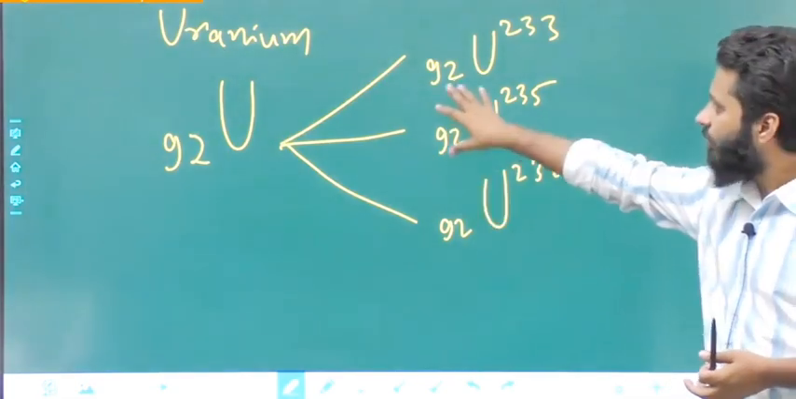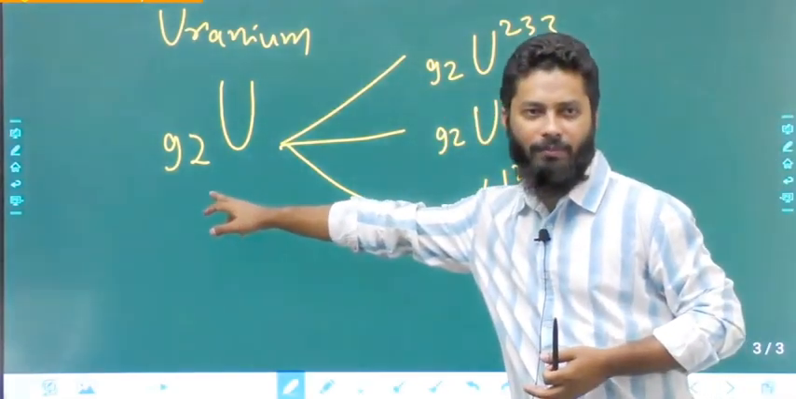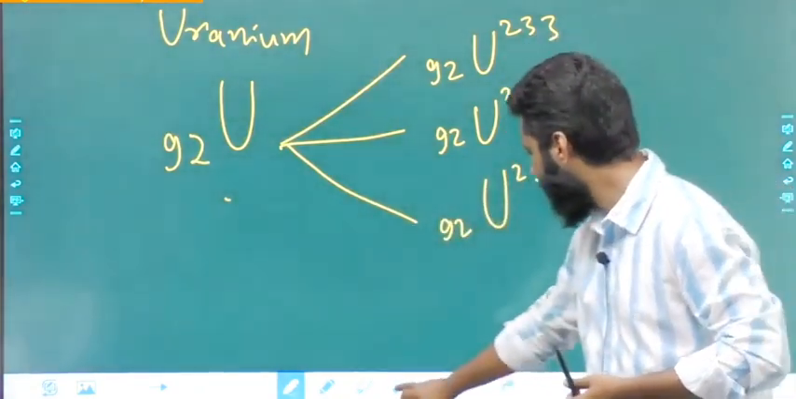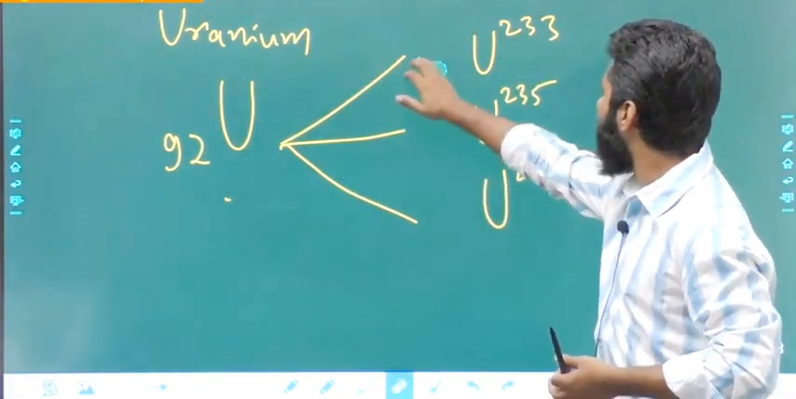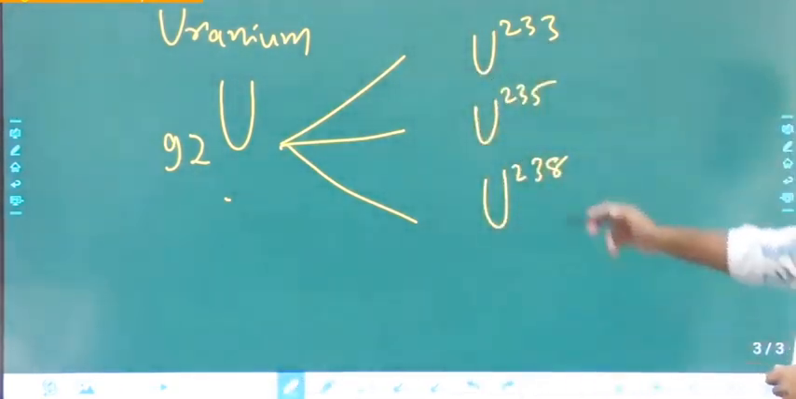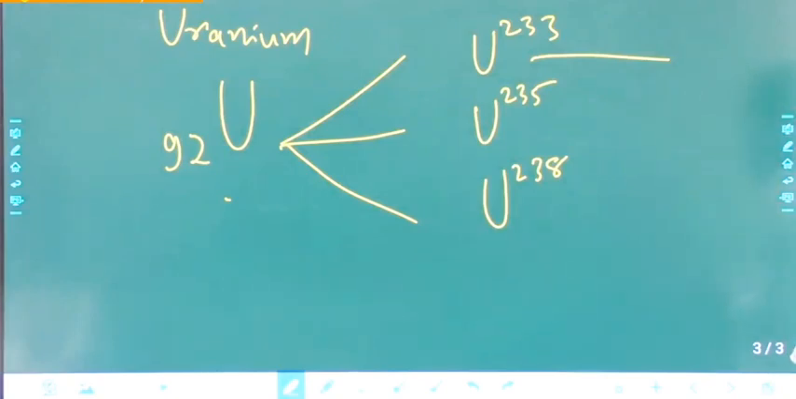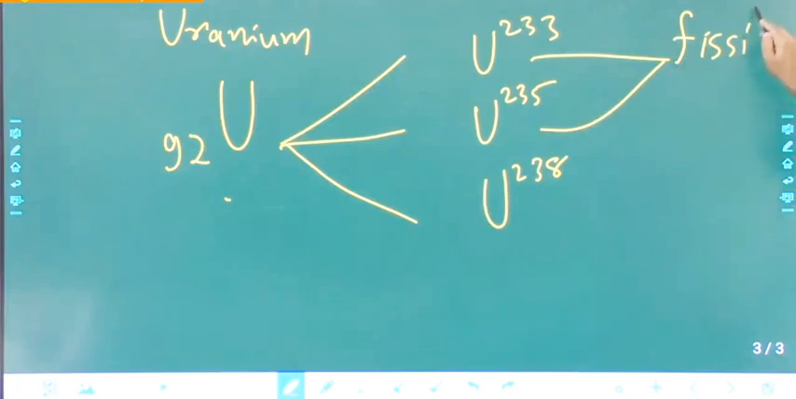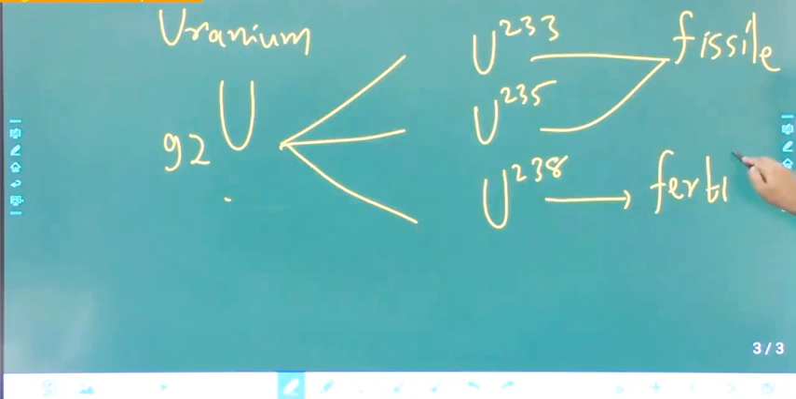We don't have to write 92 every time because we know the atomic number for uranium is 92, so we can write only the mass number. Now, uranium 233 and uranium 235 are fissile in nature, and uranium 238 is fertile in nature. What do we mean by this? Uranium 233 and 235 are fissile in nature, whereas uranium 238 is fertile in nature.